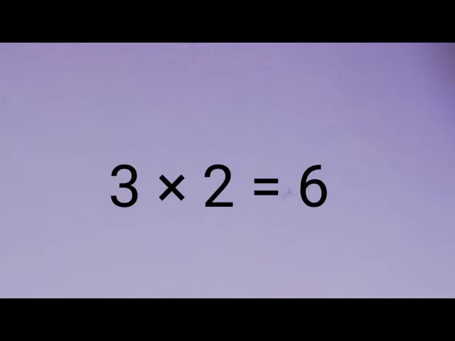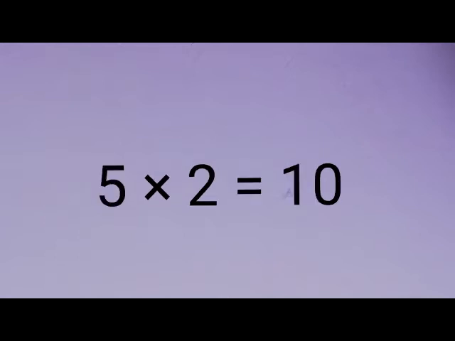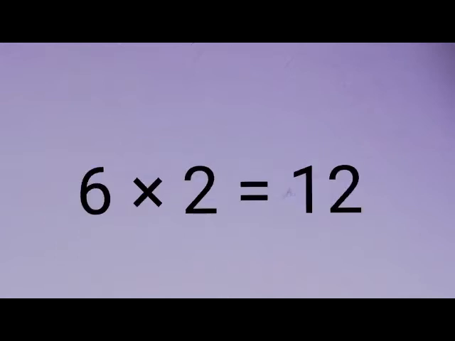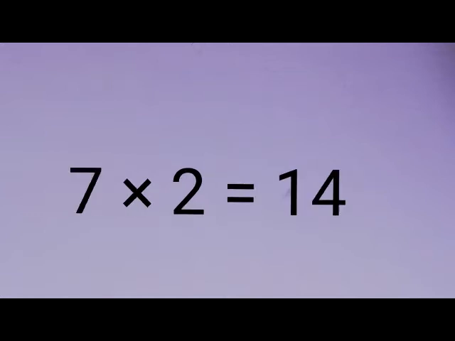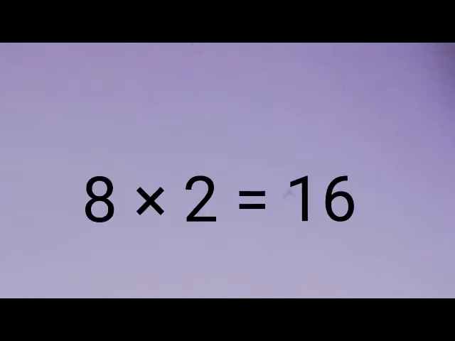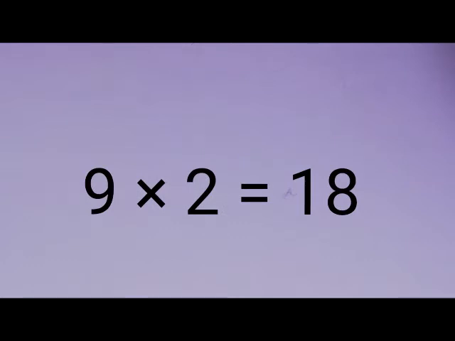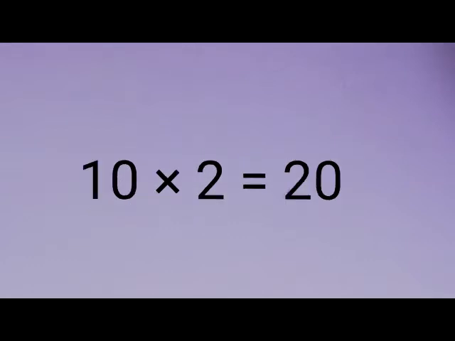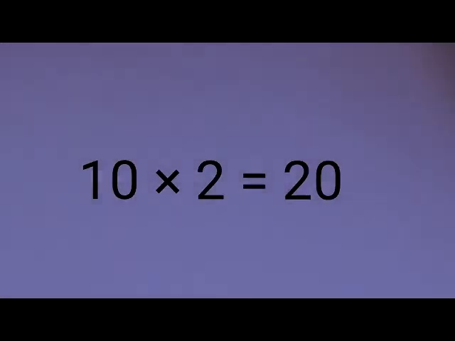One times two is two, two times two, four, three times two is six, four times two is eight, five times two is ten, six times two, 12, seven times two is 14, eight times two is 16, nine times two is 18, 10 times two is 20.